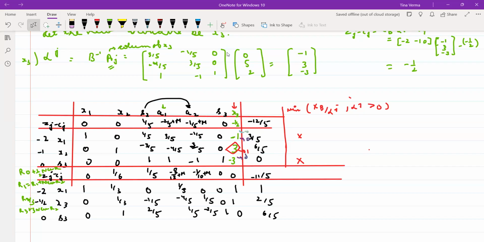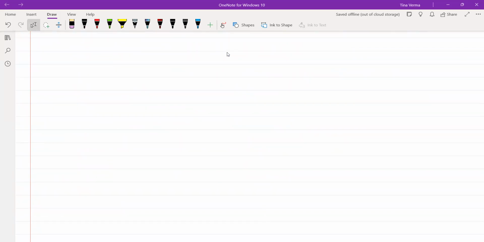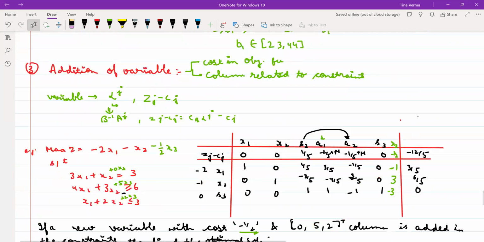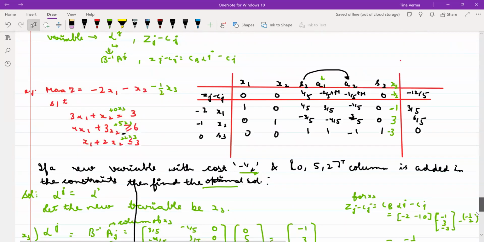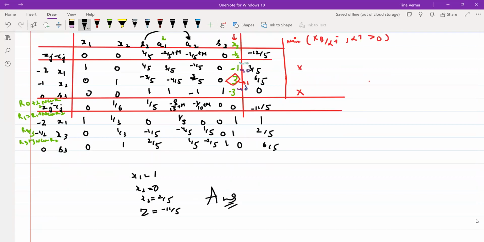Now you can stop at this iteration because all your zj minus cj are greater than or equal to 0. So when you have added your variables, your optimal solution is that x1 is 1, x2 is 0, and x3 is 2 by 5, and the z value is minus 11 by 5. This is my optimal answer. Okay, thank you.